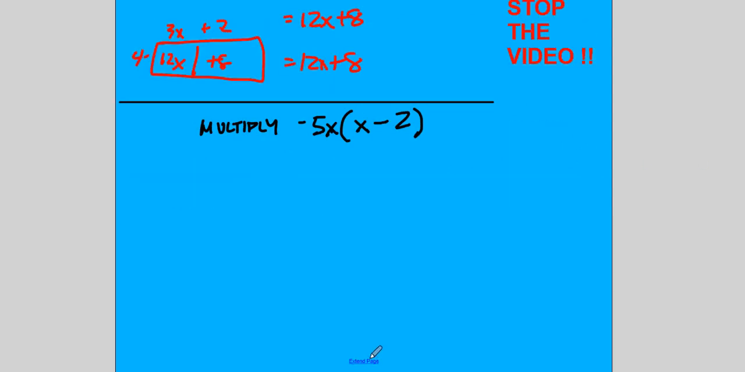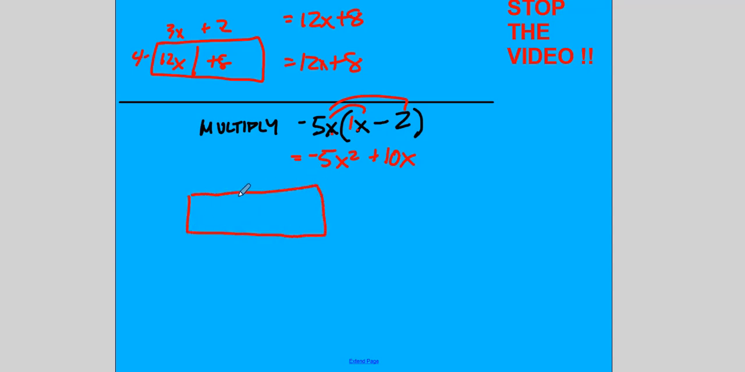Then the second question, you could put a 1 there if you like. So negative 5 times 1 is negative 5. x times x is x squared. Remember, you've got two separate multiplications due here. And then you've got negative 5x times negative 2. You must pay attention to the negative signs. That's a positive 10x. So that's your final result.